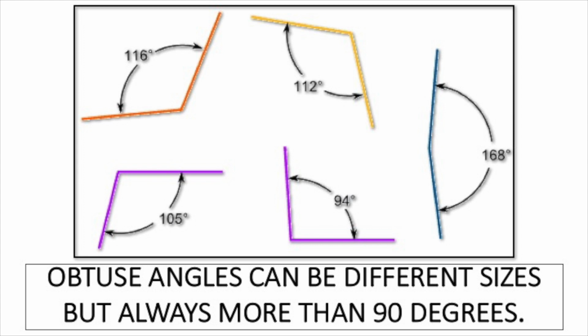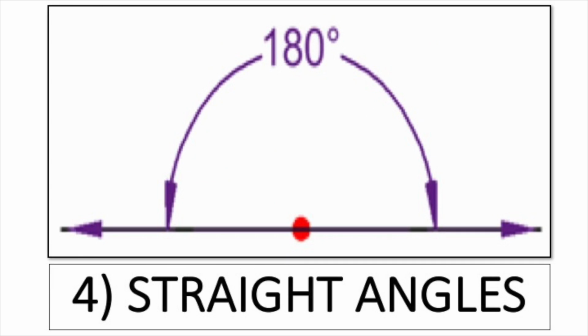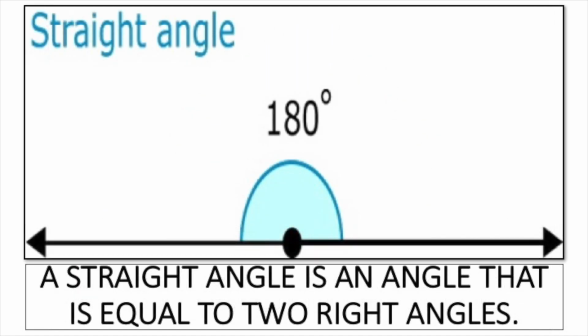But then when we reach 180 degrees, straight angles. Now, can a straight angle be less than 180 degrees? No. Can a straight angle be more than 180 degrees? No. A straight angle can only ever be 180 degrees. Similarly, a right angle has to be 90 degrees. A straight angle is two right angles, so only 180 degrees. A straight angle is an angle that is equal to two right angles. Yes, 90 plus 90 equals 180.